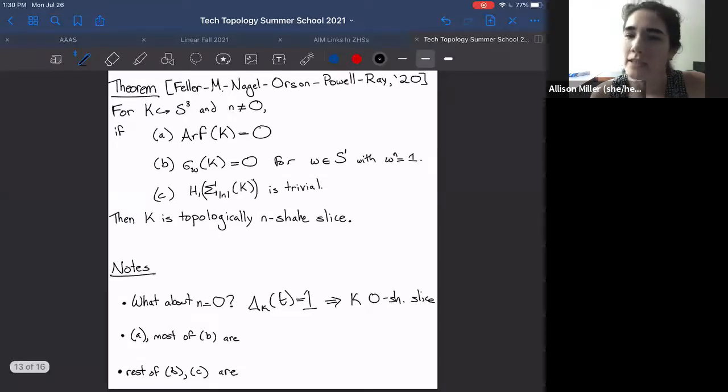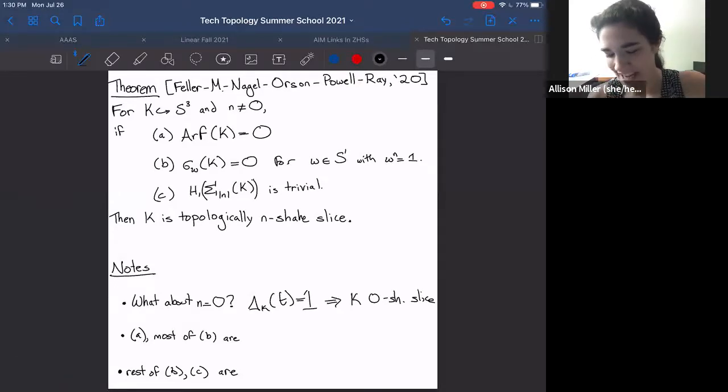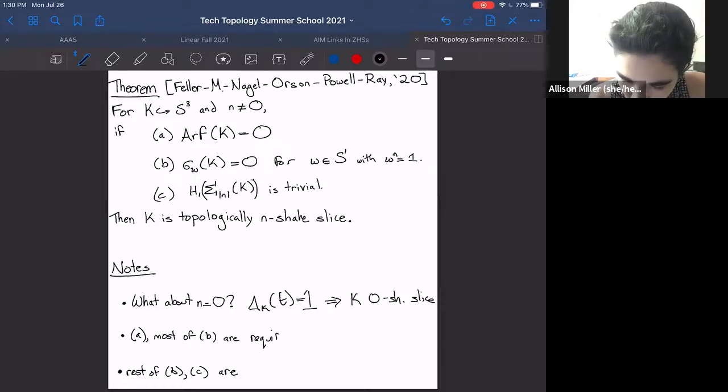And so where do these conditions come from? Might be a natural question. So condition A, and I'm going to say most of condition B, are actually requirements for being n-shake slice.